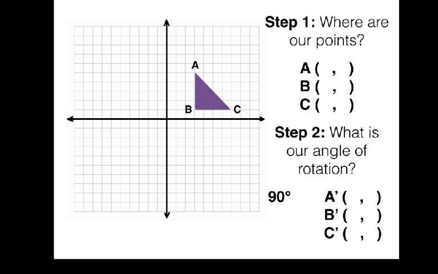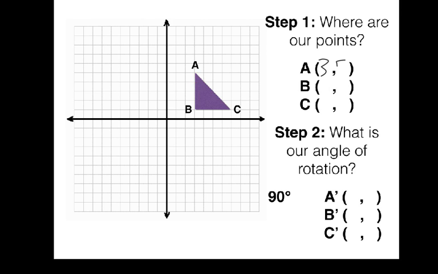Okay, so let's try one. First off, I've got my triangle ABC right here, and step one is all I want to do is find out where A, B, and C are. So if I'm looking right here, A is going to be at +3, and then up 1, 2, 3, 4, 5. So that's going to be 3, 5.